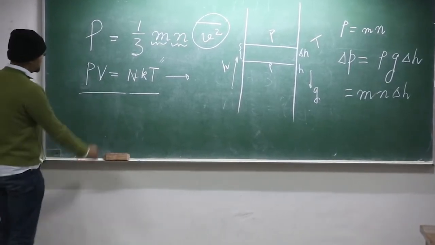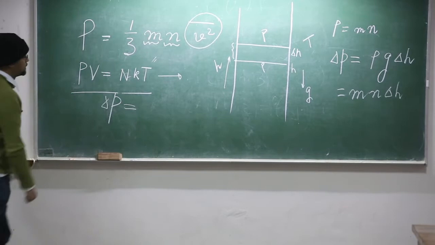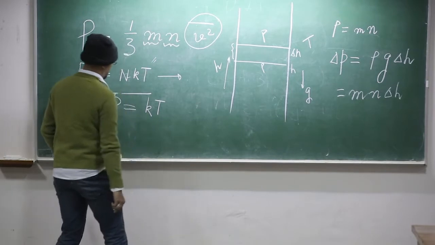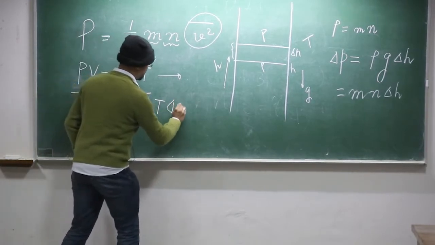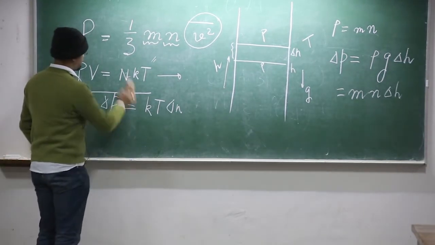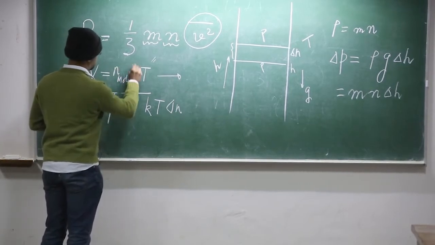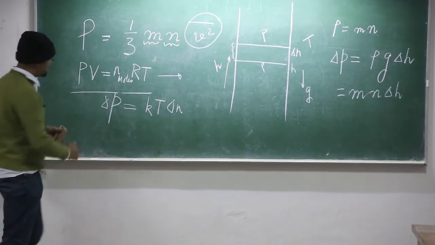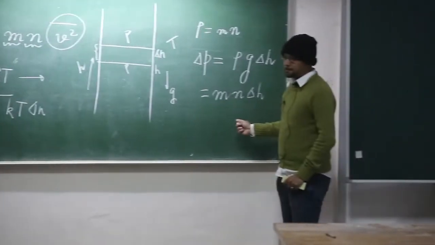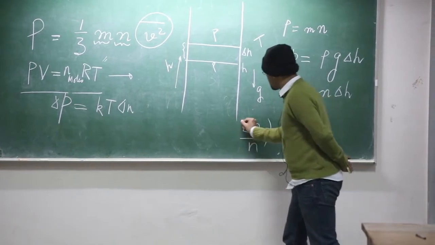So clearly you can see that delta P would be k times T, temperature is constant, proportional to delta N. You can write it as nRT, number of moles, RT, so that can also be done. So now when you substitute, what do you get? Delta N by N is the quantity that we want to find.